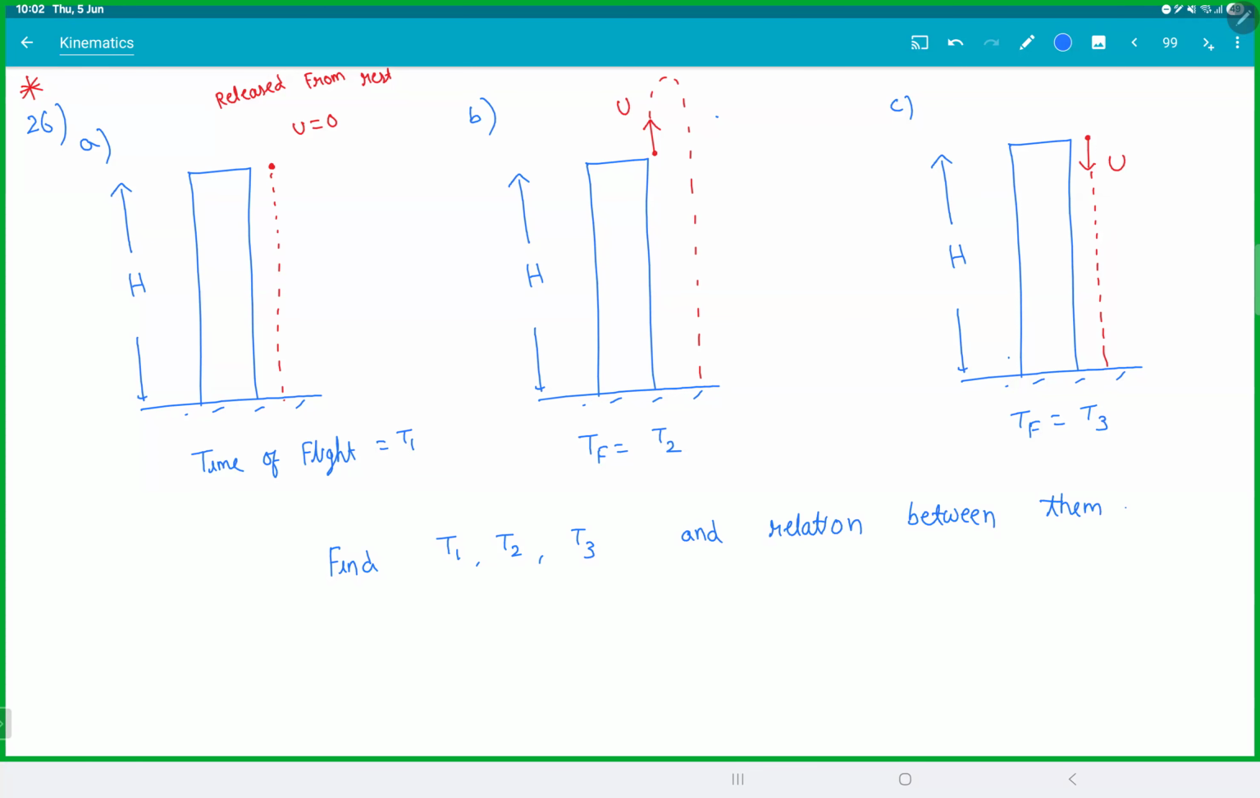Hope the question was clear. The first particle is released from rest. The second one is thrown up with u. The third one is thrown down with u.